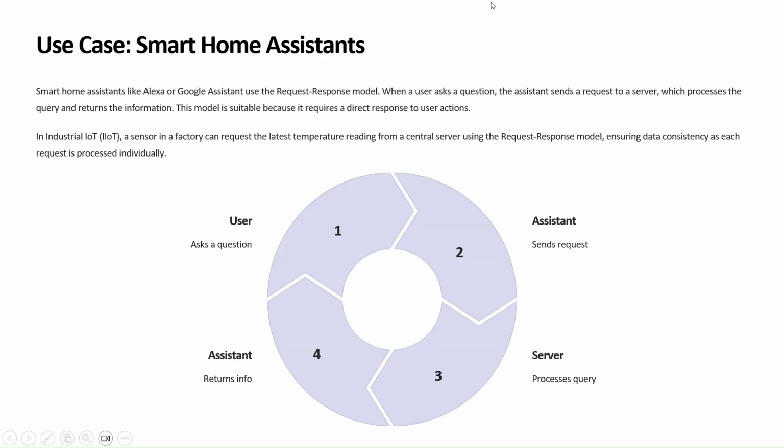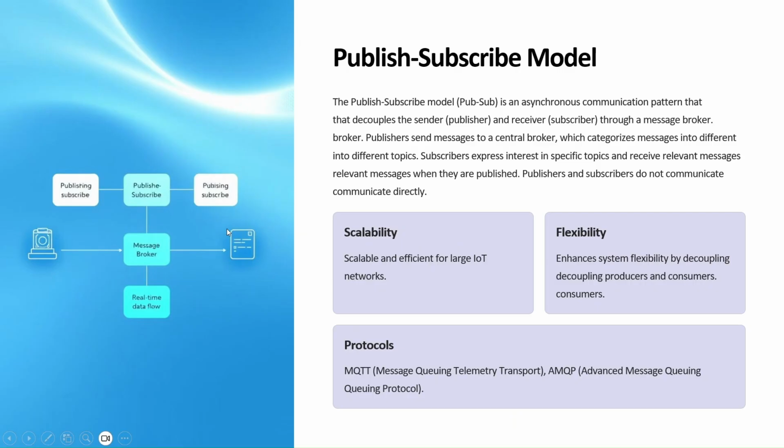The major use case of request response model is smartphone assistants. Assistants like Alexa or Google Assistant use the request response model. When we ask a question, it sends a request to the server, where the request is processed at the server side and the information is again given back to the client.